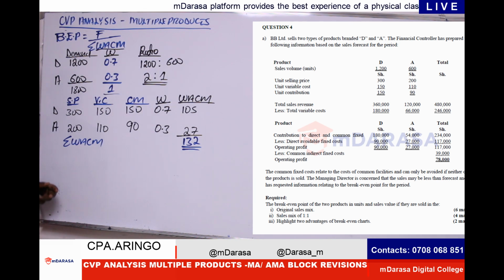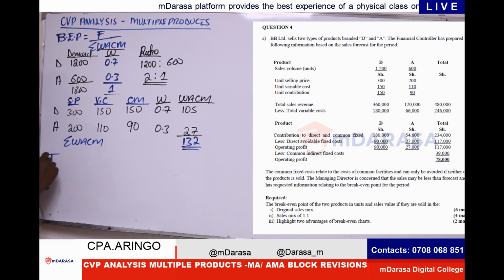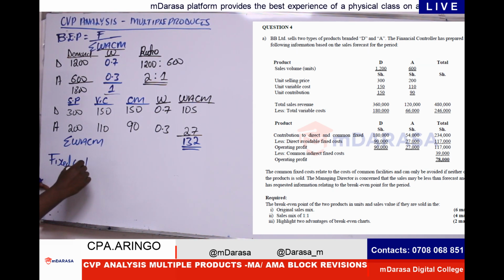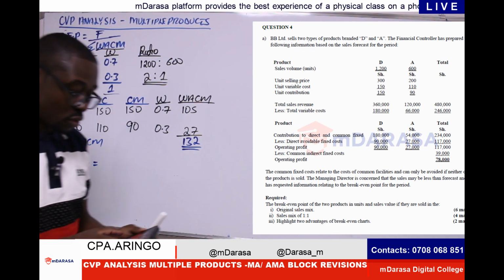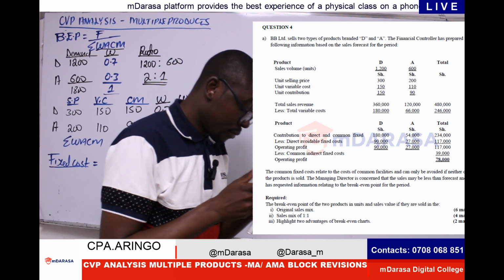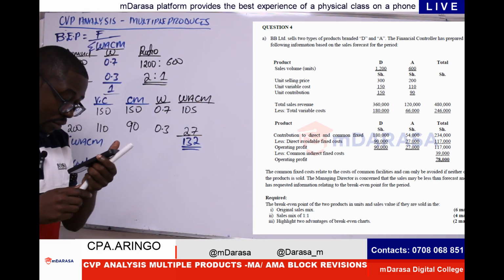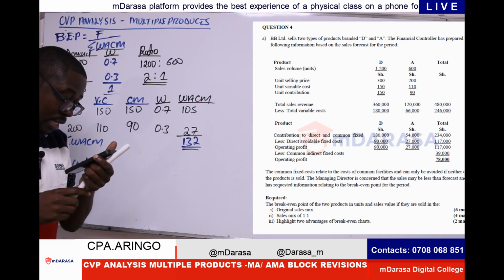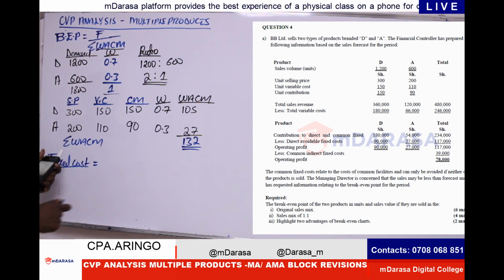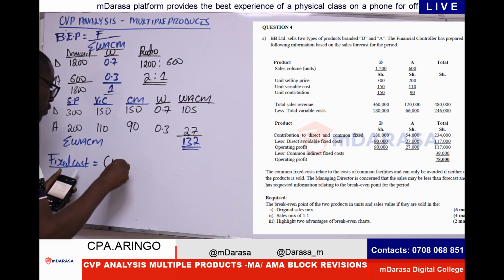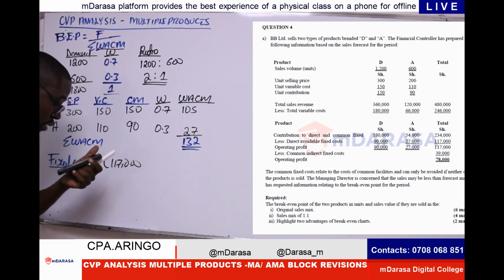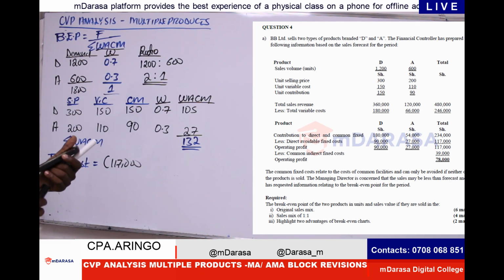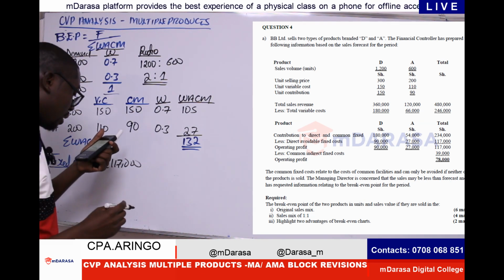We need to identify another variable, which is our fixed cost. Were we given fixed cost somewhere? Identify if we are given our fixed costs. If you check our question clearly, my good students, we are told that the first component of fixed cost is the direct avoidable fixed cost, which was 117,000. Then we are also given our common indirect fixed cost, which is a value of 39,000.